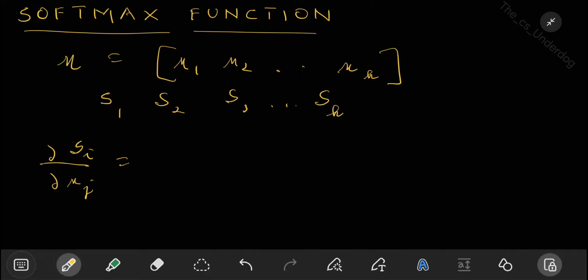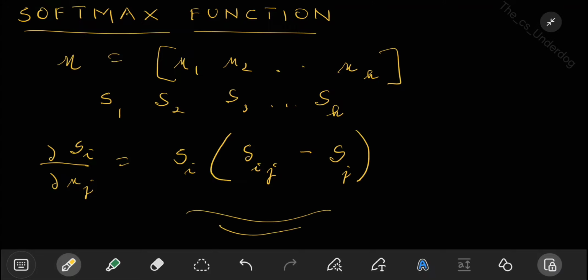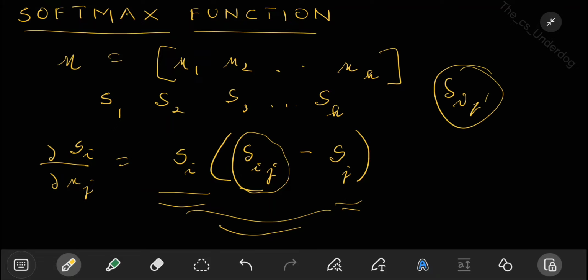If you take this derivative, you will get softmax of i into delta ij, and we'll explain what this term is, minus Si Sj. This is the derivative of the softmax. So here this S refers to the softmax of the ith dimension or the jth dimension. And what is this term? This is important here. Delta ij, this term will be 1 if i is equal to j, and this will be 0 if i is not equal to j.